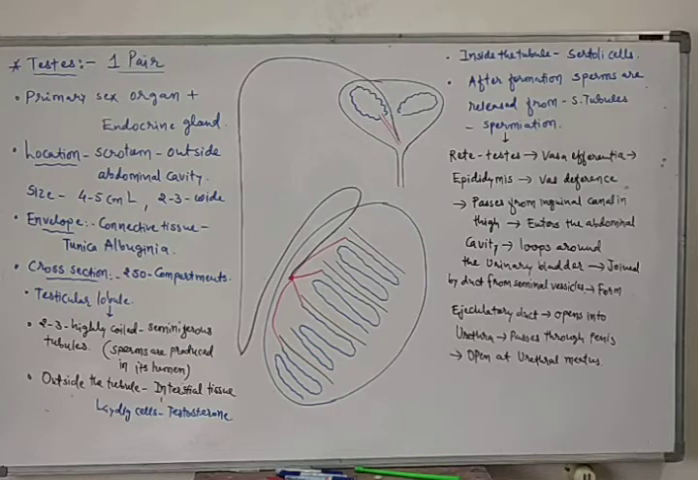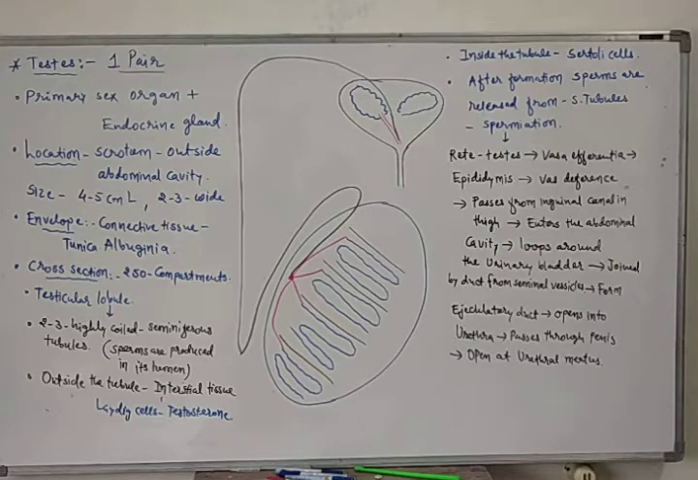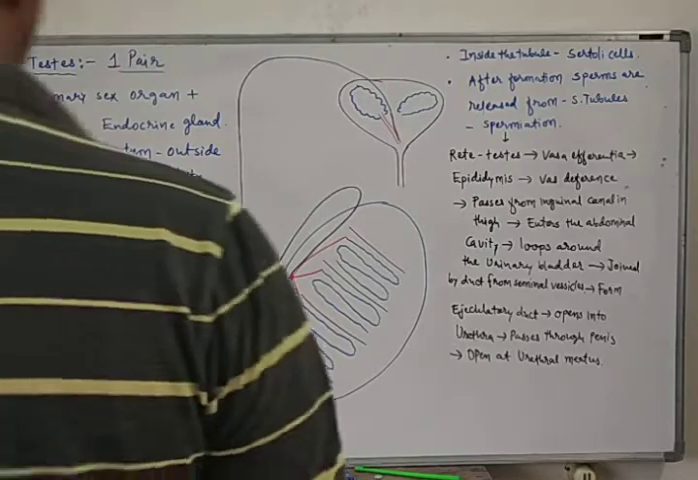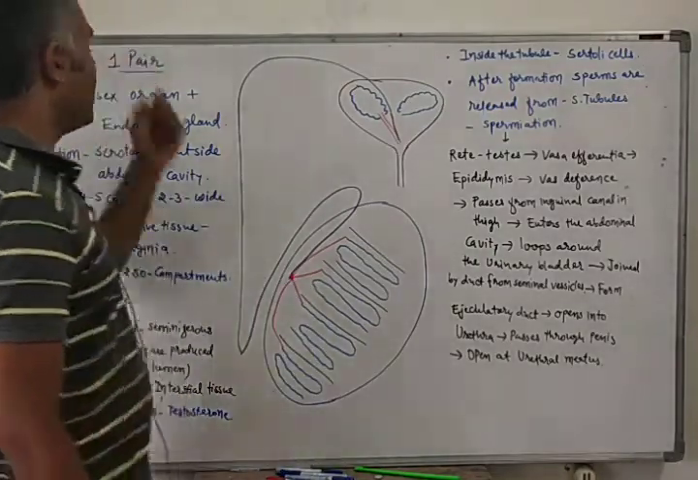Then we will talk about the accessory ducts of the male reproductive system, and then the accessory glands, and in the last we will discuss the external genitalia. So we will begin with the testes first. Testes are present in one pair.